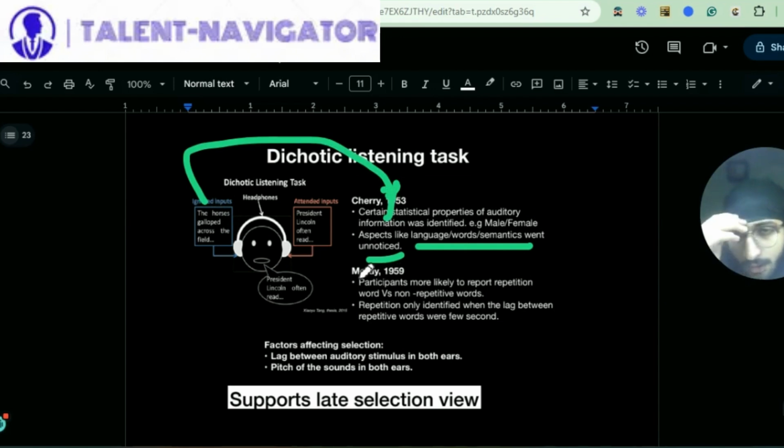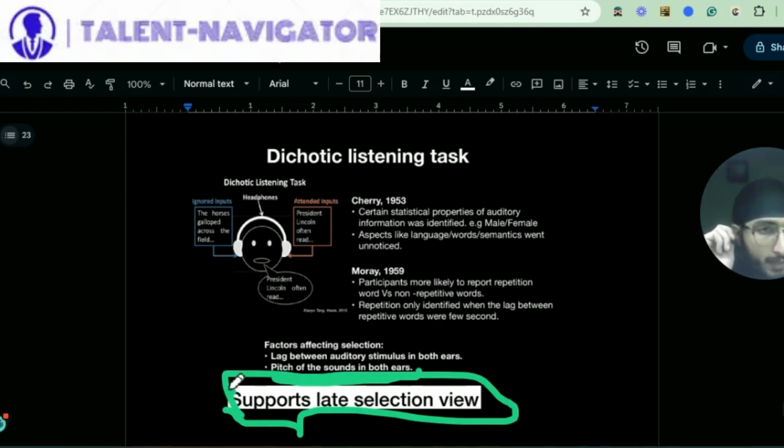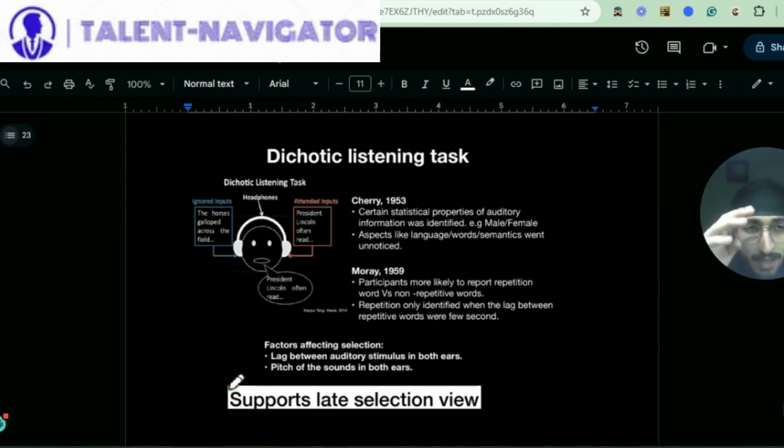Right, and Moray, the second experiment was conducted in 1959. Participants were more likely to report repetition words versus non-repetitive words, obviously, because it is being repeated. Repetition was only identified when the lag between repetitive words was a few seconds. Factors affecting selection: lag between auditory stimuli in both ears and pitch of the sounds in both ears. So this supports the late selection view, since the distractors, or basically the stimuli, are still coming after their perceived importance is lower as compared to the attended stimuli, but still we are considering it, right?